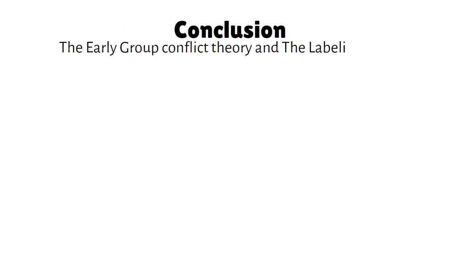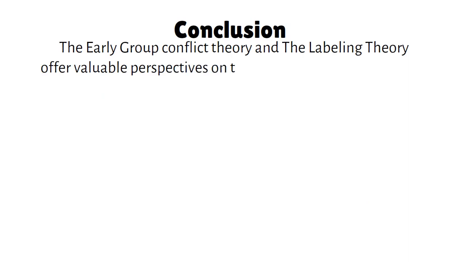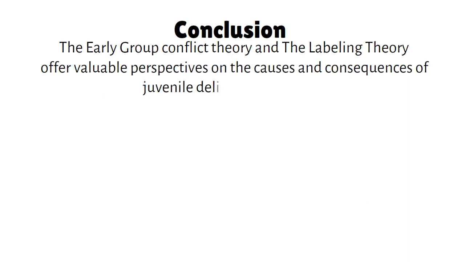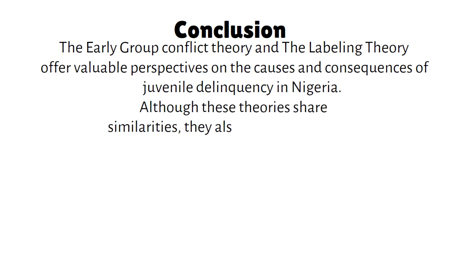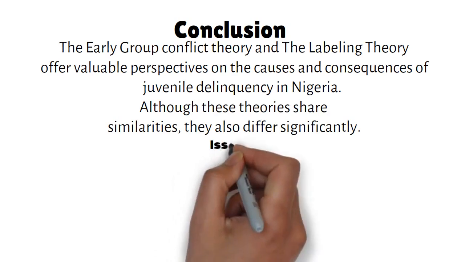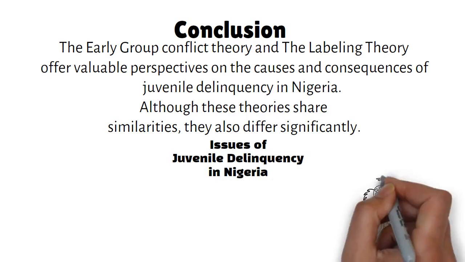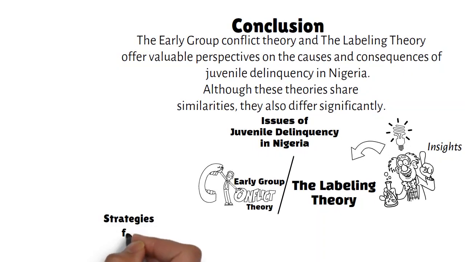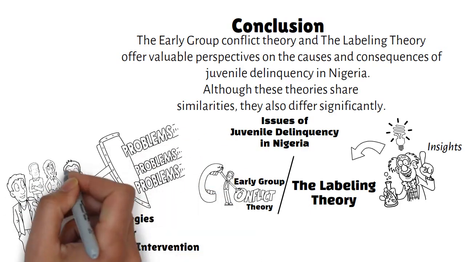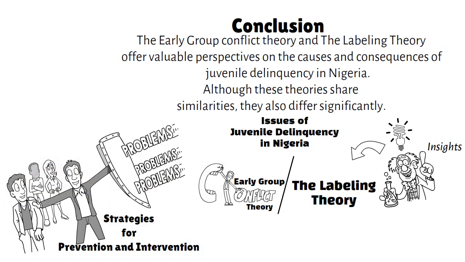In conclusion, both the early group conflict theory and the labeling theory offer valuable perspectives on the causes and consequences of juvenile delinquency in Nigeria. While these theories share similarities, they also differ significantly. To effectively address the issue of juvenile delinquency in Nigeria, it is important to consider the insights from both theories and develop comprehensive strategies for prevention and intervention that address the underlying social, economic, and cultural factors contributing to the problem.